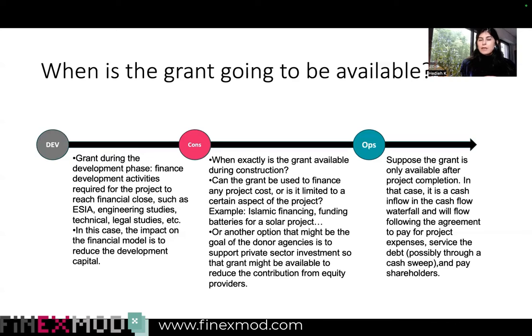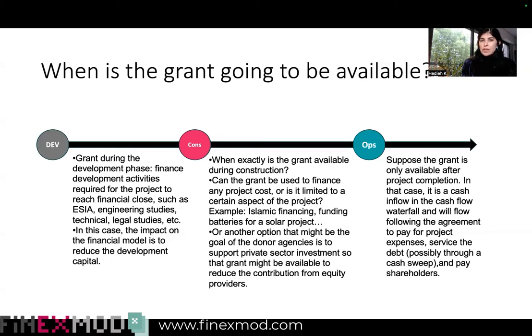If the grant is available during construction, the other question that you need to ask is when exactly, at what time during construction, is the grant going to be available? By knowing when the grant is going to be available, you know which cost it can finance. The other thing that you need to be careful about when you're applying for a grant which is available during construction is to know how you can use the grant.